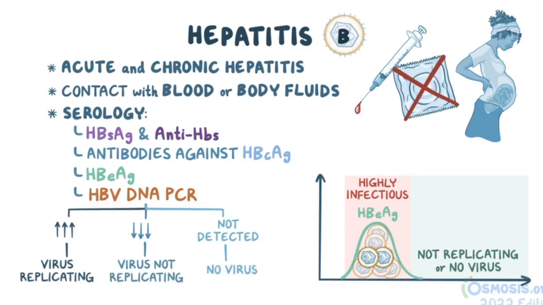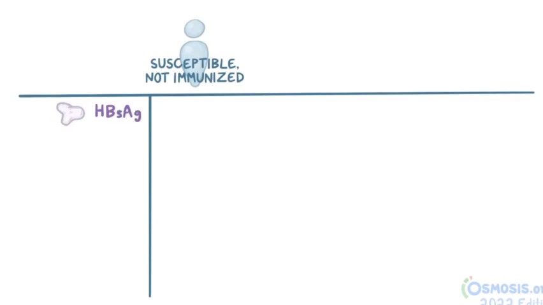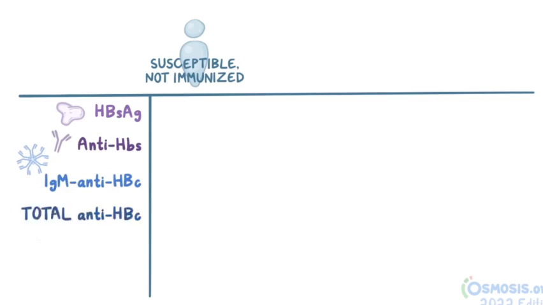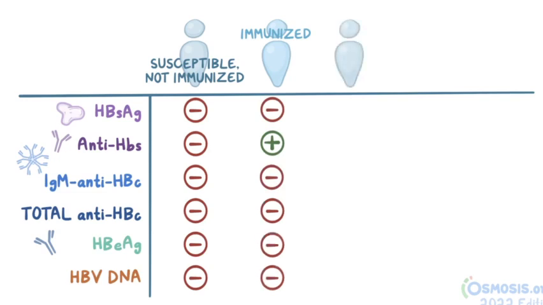Now let's put these hepatitis B serological markers into a table and go through some scenarios. In someone that's susceptible to hepatitis B and hasn't been immunized, hepatitis B surface antigen, anti-HBs, IgM anti-HBc, total anti-HBc, hepatitis B e antigen, and HBV DNA are all negative. In someone that's immunized, anti-HBs becomes positive, while hepatitis B surface antigen is negative, and the rest will remain negative as well.